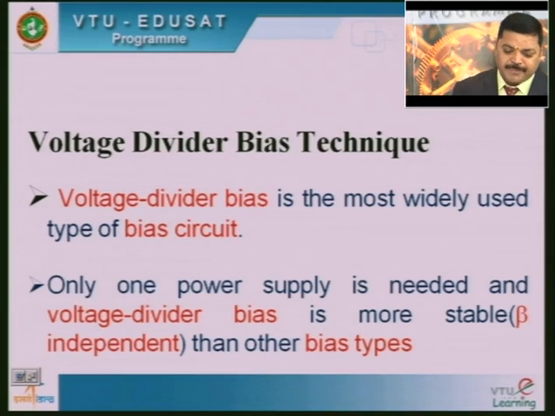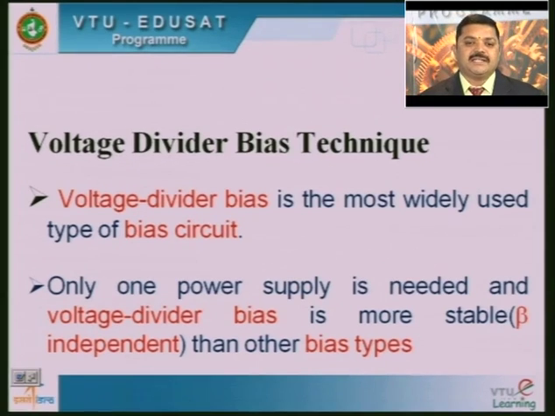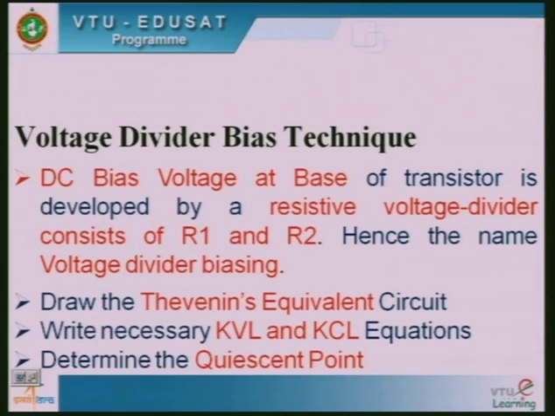Now, let us move on to the voltage divider bias circuit, which is a widely used type of biasing circuit. Only one power supply is needed and the voltage divider bias is more stable; we will show that later by taking one problem. The voltage divider bias technique is beta independent, unlike other types of biasing techniques. So, let us move to the board.